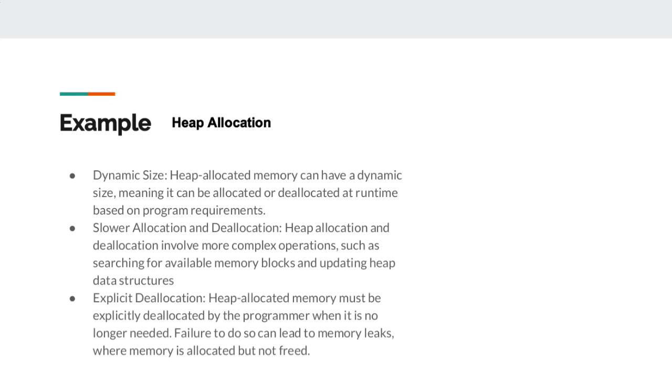And the last one is explicit deallocation. Heap allocated memory must be explicitly deallocated by the programmer when it is no longer needed. Failure to do so can lead to memory leaks, where memory is allocated but not freed.